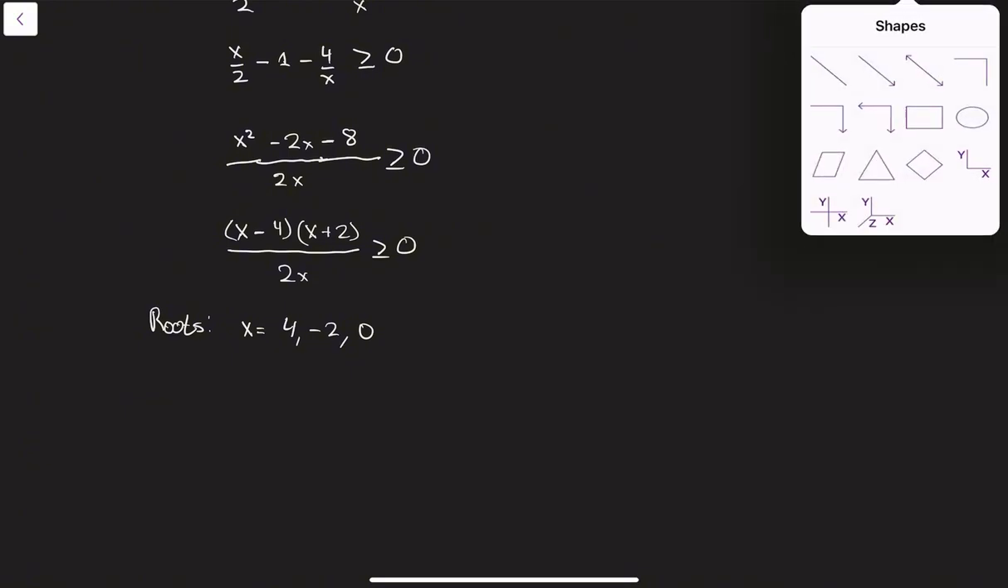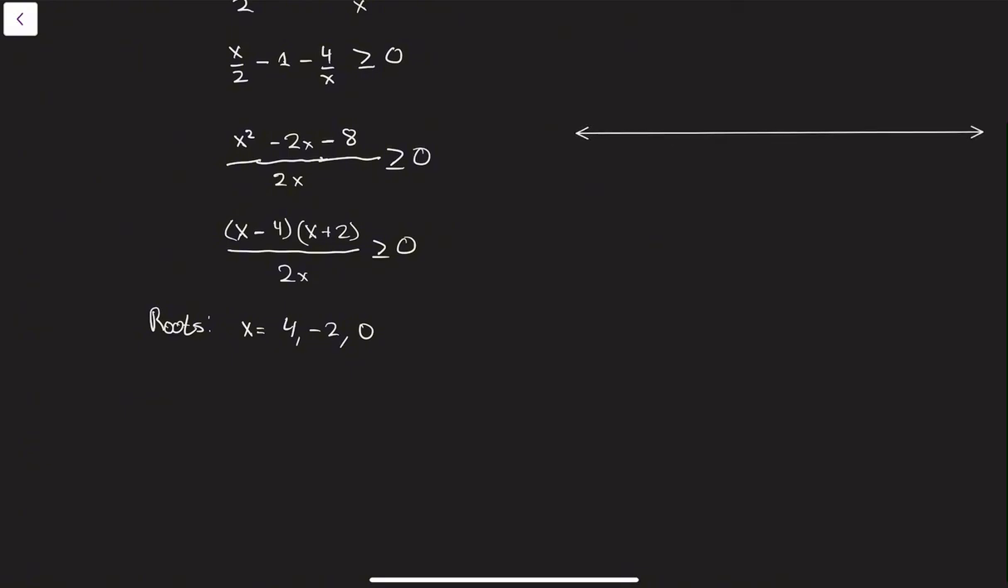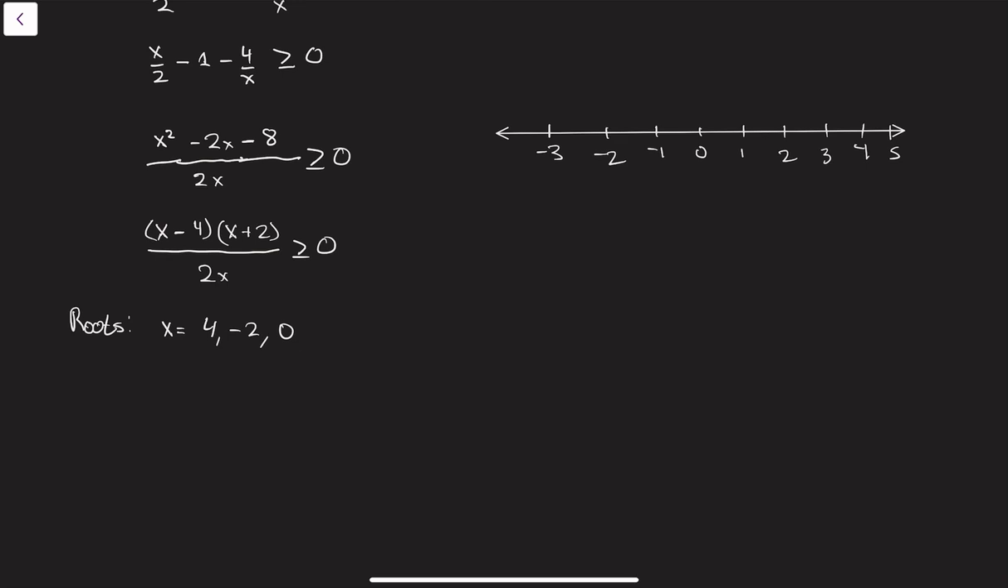Let's put our roots on a number line. So let's put negative 3, negative 2, negative 1, 0, 1, 2, 3, 4, 5. Sorry for it not being completely the neatest, but there we go. And let's separate our real number line into separate cases. So we have everything after negative 2. We have 0, which is one of our roots, and we have 4.